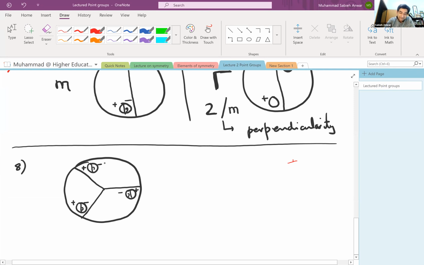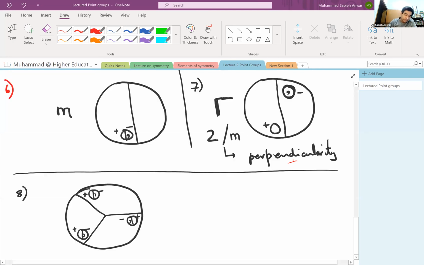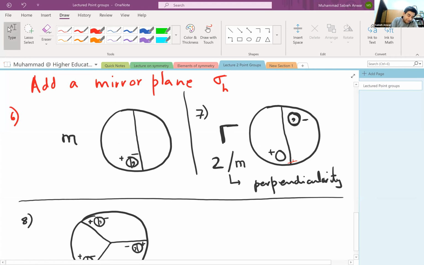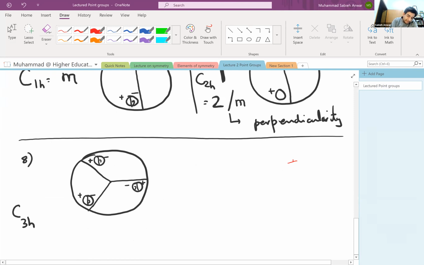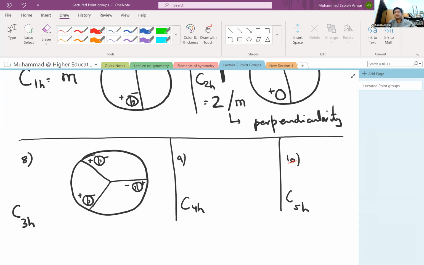Now, if you observe this, we would like to come up with a symbol for this point group. Now, in the old notation, this is represented by C1H. Okay, one fold rotation and a horizontal mirror plane. This is represented by C2H. This would of course be represented by C3H. Likewise, I will have C4H. I will have C5H. Now, in this C3H, if you'd like to construct the international symbol for this point group.